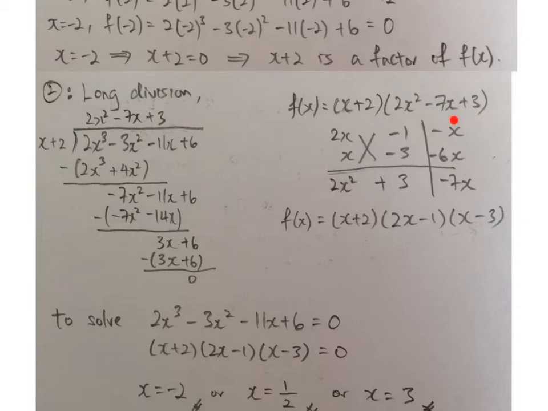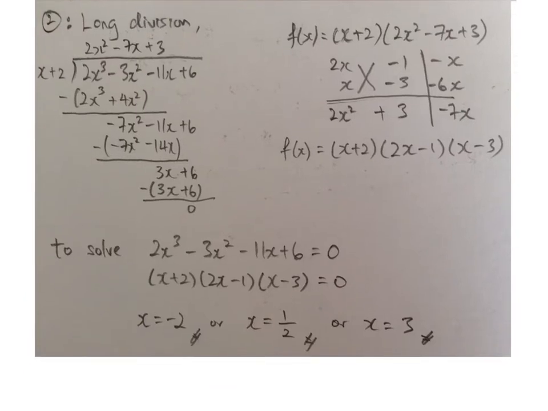Alright, and now for this particular quadratic expression, I can do my factorization to get to my 3 terms. Can you see? In total now, my f(x) is 3 brackets over here. So now the question asks us to solve this particular equation, and I have shown that my f(x) can be factorized into these 3 brackets. When these 3 brackets multiply to one another to equal 0, I can say that x equals -2, x equals half, or x equals 3.